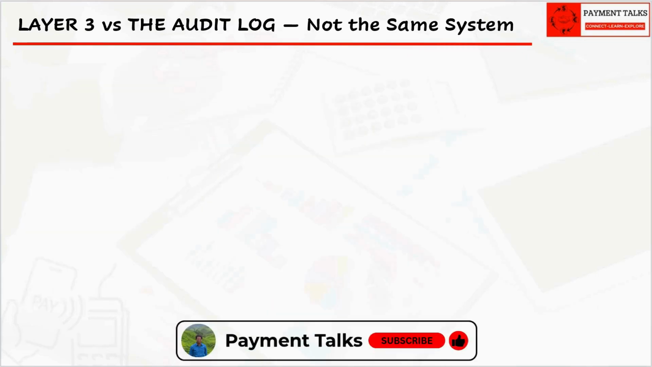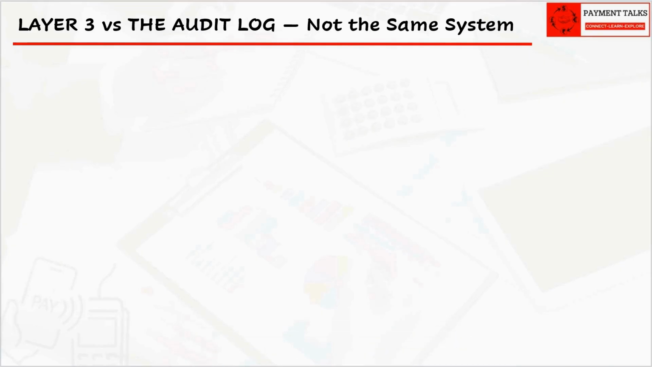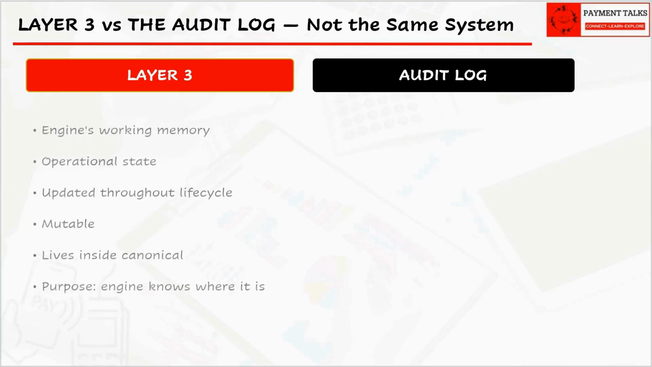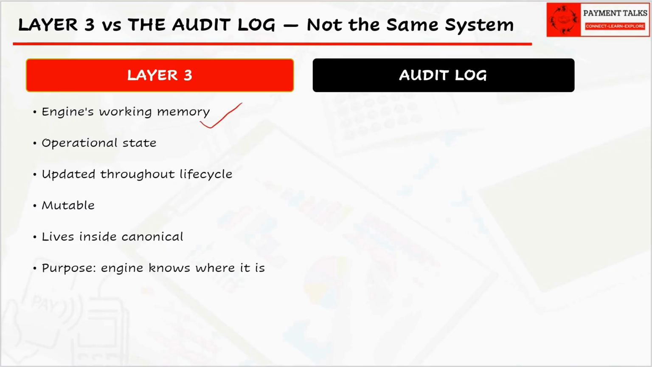I want to address a confusion I have seen in implementation teams. Layer 3 and the audit log are not the same system. Layer 3 is the engine's working memory. It is mutable. It gets updated as the payment moves through stages. It lives inside the canonical. Its purpose is to tell the engine where the payment is in the processing lifecycle.